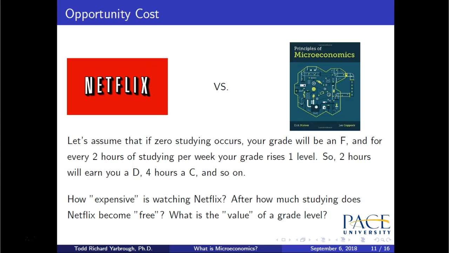my grade? Since we already sort of established that 8 hours of studying gets you that A, for 8 hours of studying, and then after that you can watch as much Netflix as you want, and it won't affect your grade. So there's a general lesson here for you to consider, but the point is that opportunity cost, that is what we give up when we make decisions, factors into our decision making.